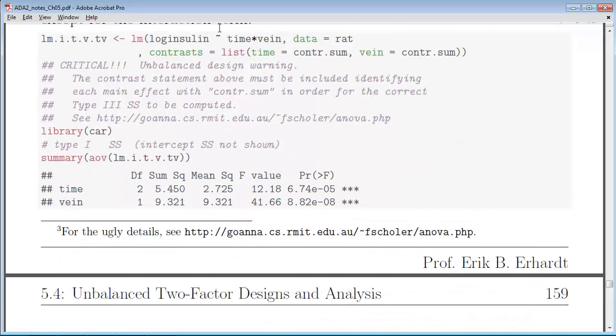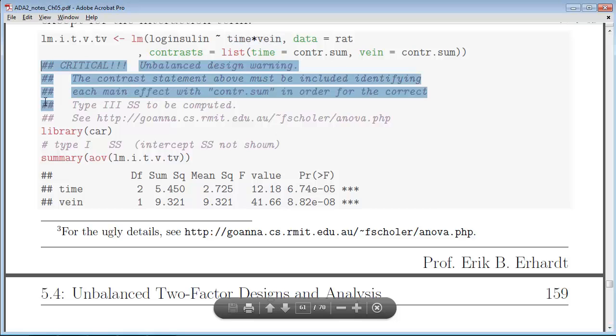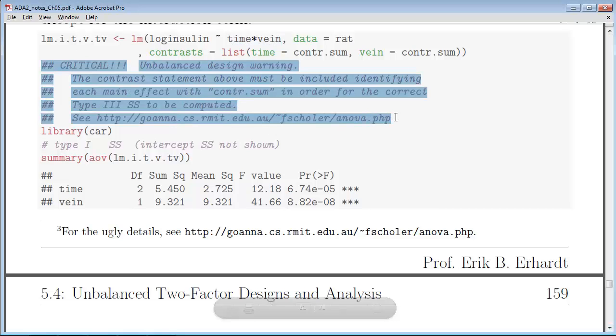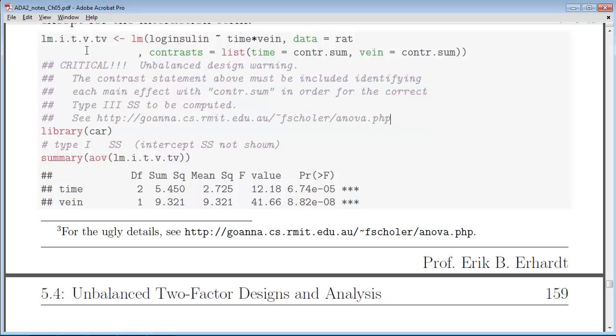All right, let me scroll down a little bit and show you an example. So here I'm going to fit the log insulin from the data we just were looking at for the interaction model, time crossed with vein. So we have main effects and the interaction. And I typed this here as a big comment to let you know that we have an unbalanced design. If we calculate contrasts, in fact these contrasts right here, and perform these statistical tests, we will have mistakes.